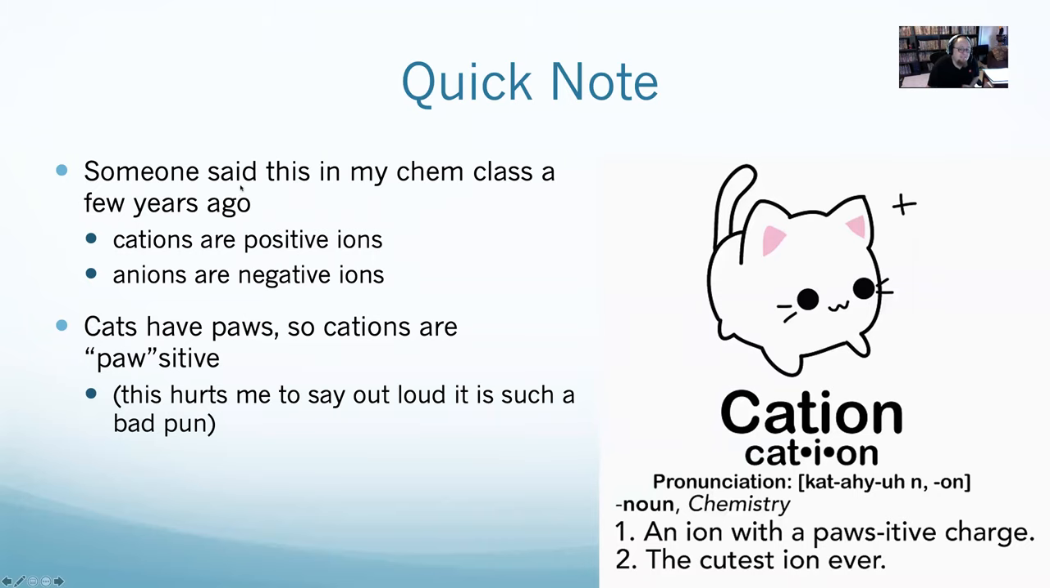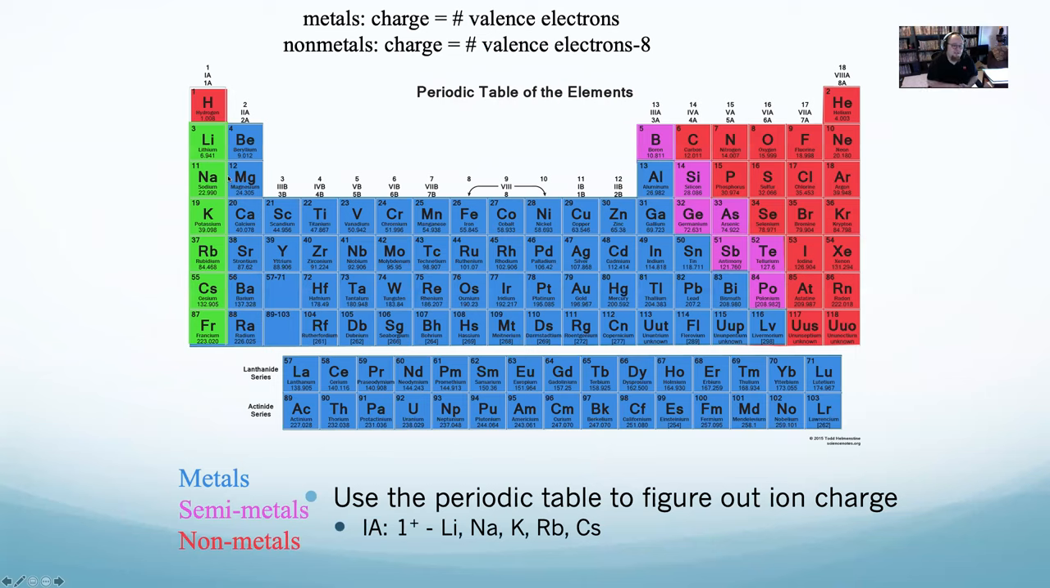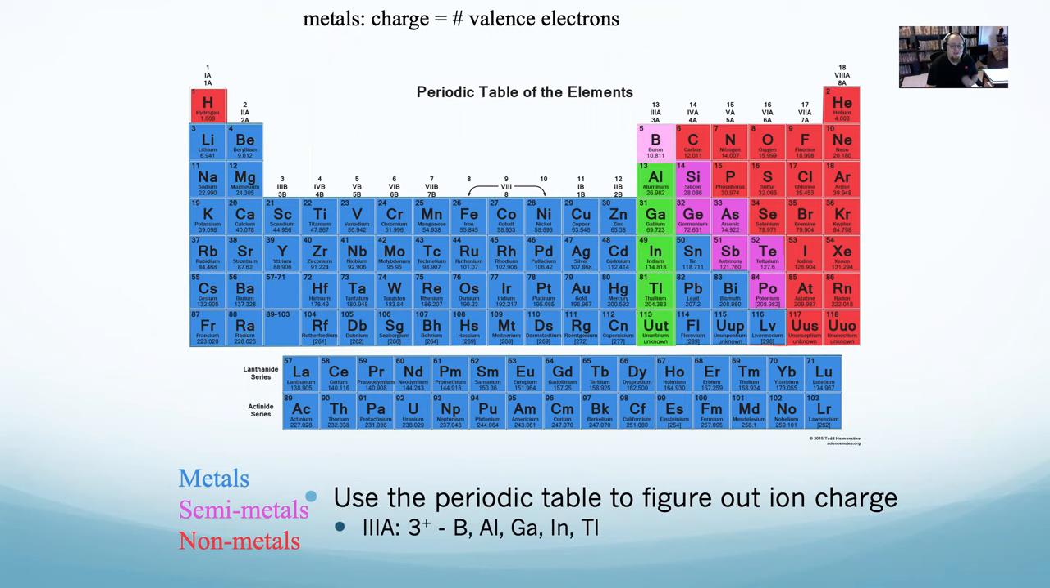But the general idea is because everyone's charge is based off their valence electrons, that means everyone's charge is based off their family. And so all the metals in family 1A will have a charge of plus one. Lithium, sodium, potassium, rubidium, cesium, francium. Hydrogen's not a metal, it gets thrown out. All of the metals in family 2A will have a charge of plus two. All the elements in 3A will have a charge of plus 3.